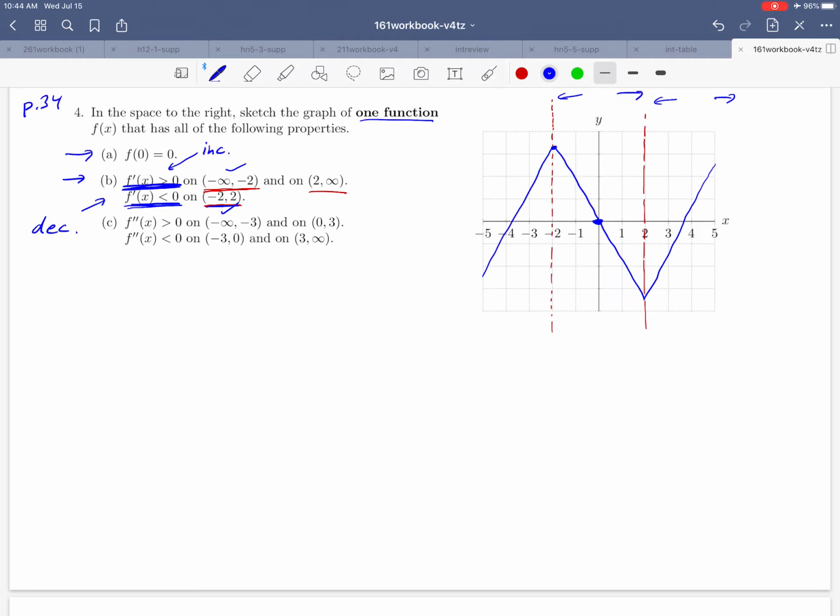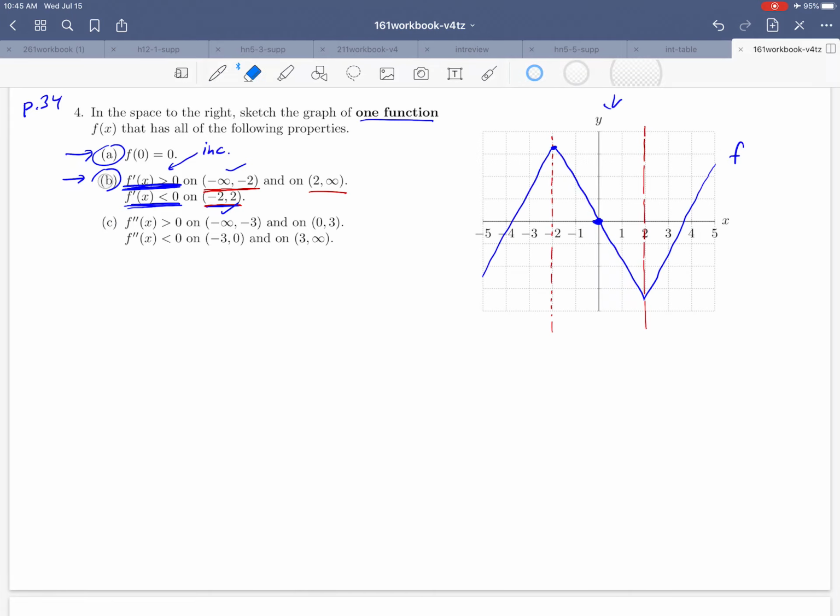Okay, so what you see in front of you over here to the right, let's clear a little clutter away, is our first attempt at the graph of f. It pretty much fits everything in conditions A and B. We've got it increasing and decreasing in the right places, and it's going through this point at the origin. But what about condition C?